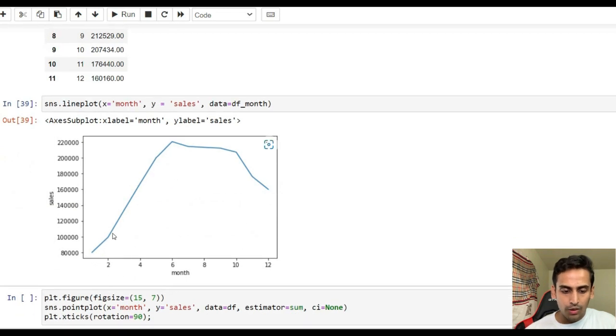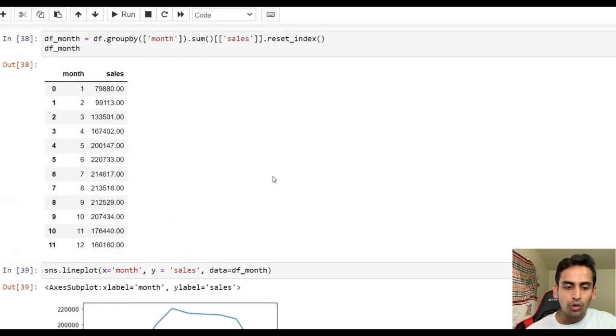And we can see that our highest sales are occurring across the summer season, which is June, July, August, and as the winter season approaches, our sales have started going down. So this is the trend we can see on the line chart.